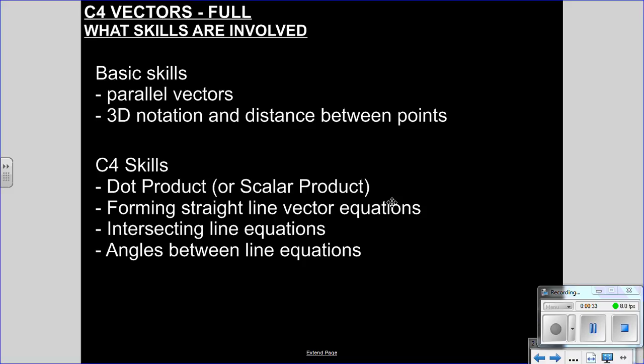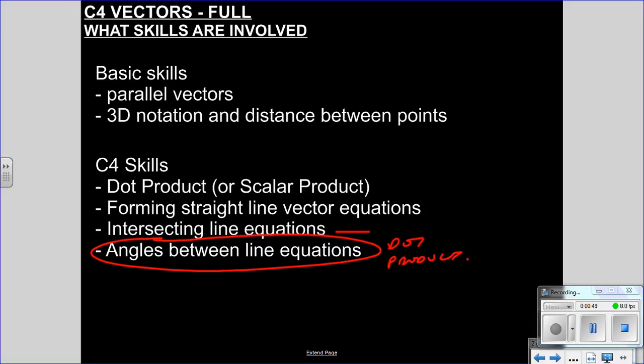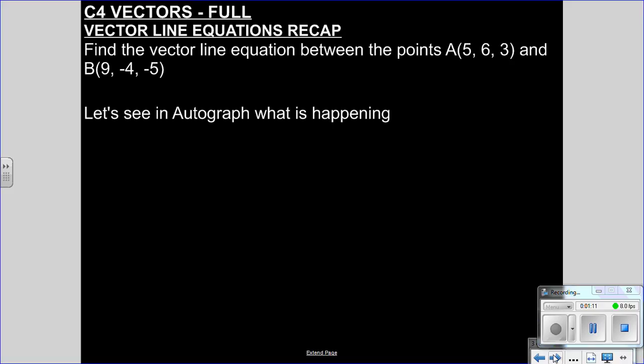Here are the skills that were mentioned to you at the start. In this video, we're going to cover intersecting line equations. In the next one, the dot product, that will help us find angles between lines. We're going to talk a lot about that in class, about why and how it works. The video is just going to help you use it, but in class, we'll really understand it. But for now, we're going to focus more on forming straight line vector equations and intersecting line equations. So let's get going with that.